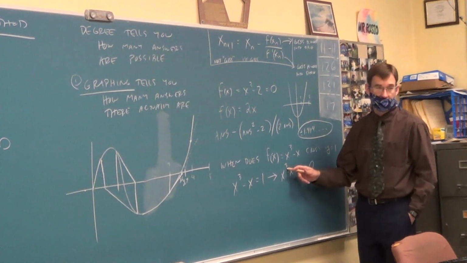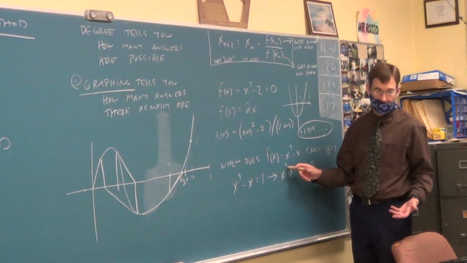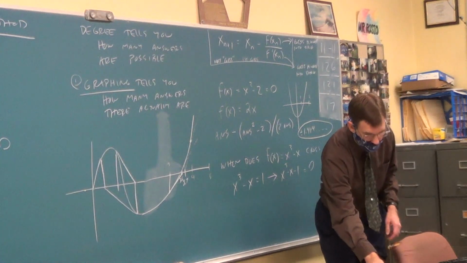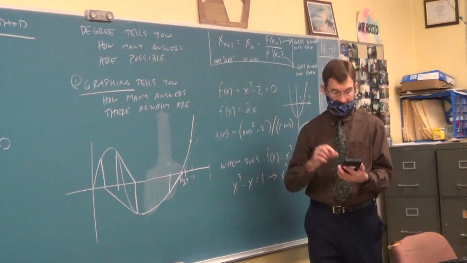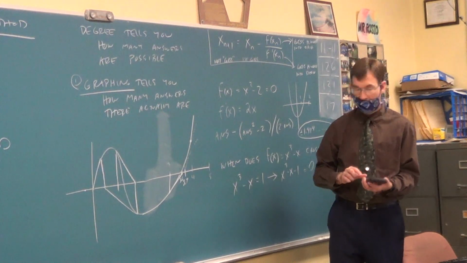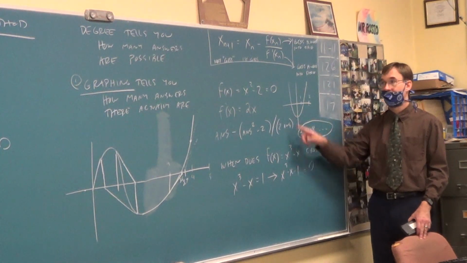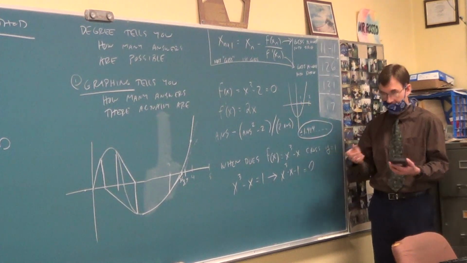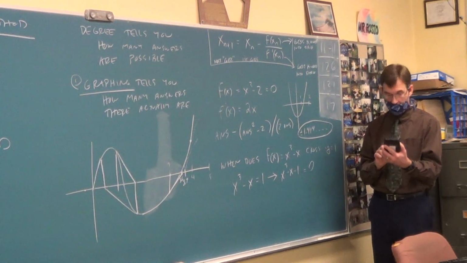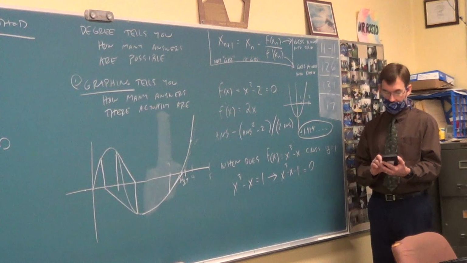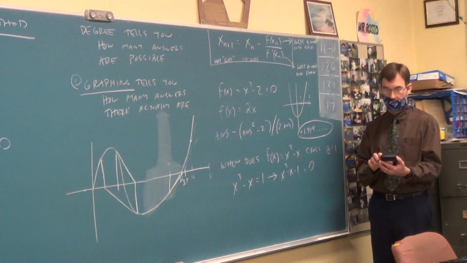This could have up to 3 answers. Maybe fewer, definitely not more. To be sure, let's graph it and see what it looks like. I'm going to graph this on the calculator because I have no real sense of what this looks like. The x squared I knew was a U, but this, I don't have a clue. So we're going to go x to the third minus x minus 1.